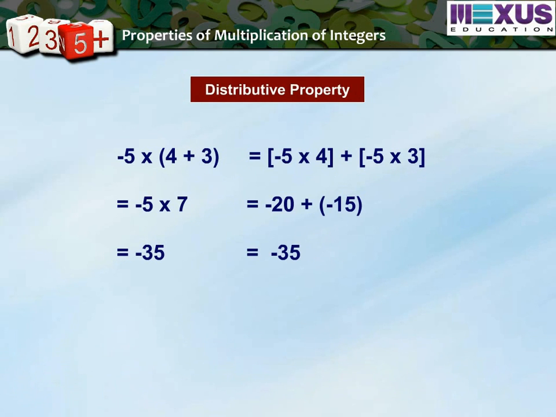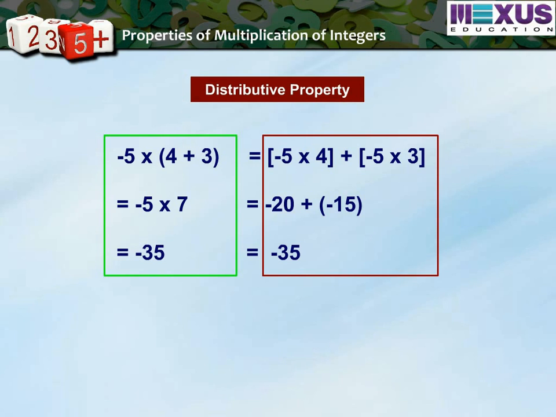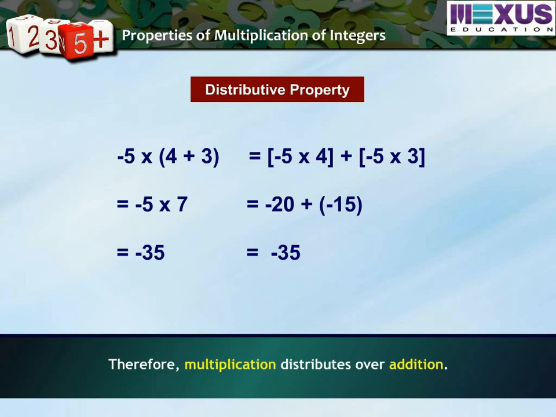Let us see if multiplication is distributive over addition for integers. Let us see some examples. We see that in each case, the left-hand side is equal to the right-hand side. Therefore, multiplication distributes over addition.